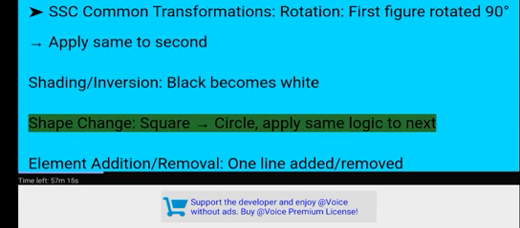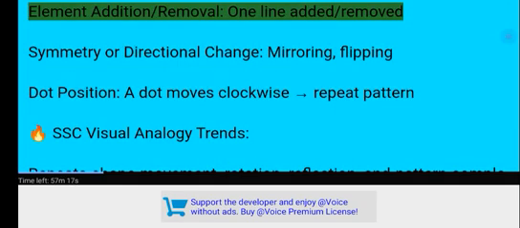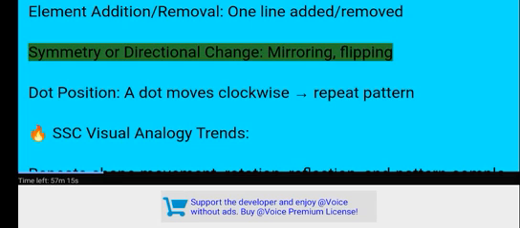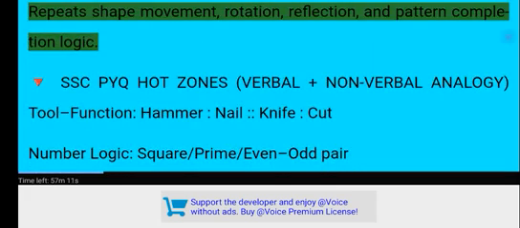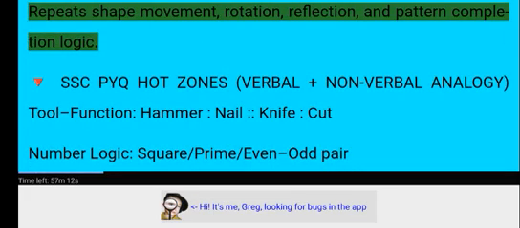Shape change: square to circle, apply the same logic to the next. Element addition or removal: one line added or removed. Symmetry or directional change: mirroring, flipping. Dot position: a dot moves clockwise, repeat the pattern. SSC visual analogy trends repeat shape movement, rotation, reflection, and pattern completion logic.